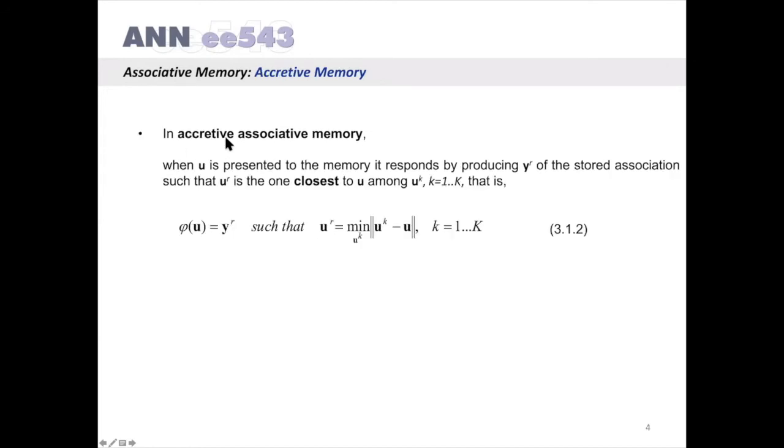On the other hand, in accretive associative memory, when U is presented to the memory, it responds by producing YR of the stored association such that UR of the association is the one closest to U among all the patterns in the stored associations. That is, the mapping on U results in YR such that UR is equal to the pattern minimizing the distance between itself and U. We are considering all the patterns UK, K from 1 to capital K. Among those, we are choosing UK, which results in minimum distance. So for that pattern UR, we are considering the corresponding YR in the stored association.